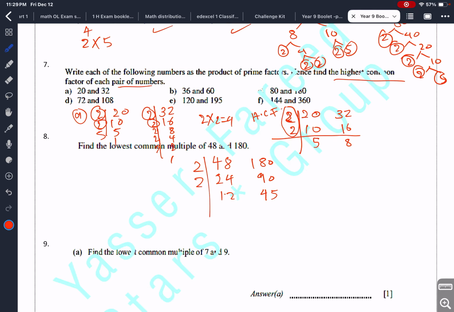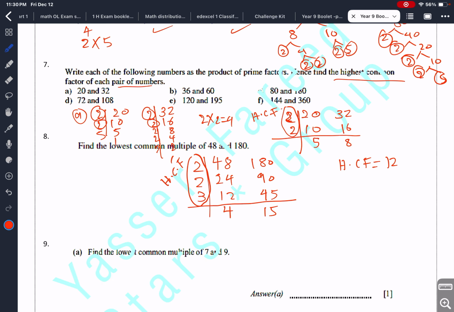Now I can't use 2 as a common factor between 12 and 45, so I'm gonna use the next prime factor, which is 3. So 45 and 12, they are divisible by 3. 12 divided by 3 is 4. 45 divided by 3 is 15. 4 and 15, they have no common factors at all. So I'm gonna take a line. All this will be the highest common factor. And I can write it. So the highest common factor will be 2 times 2 times 3, which is 12.